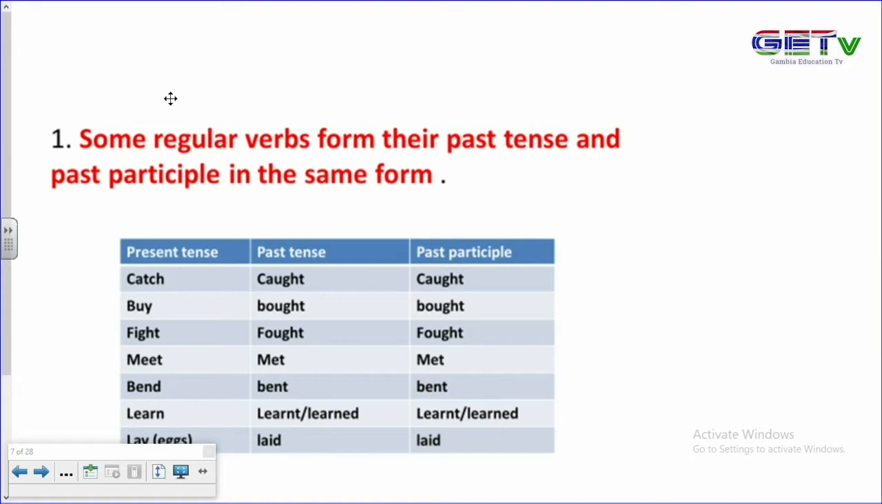Learn. The verb learn may take either -ed, regular, or it can also take the irregular form, -nt. Learned, learnt. I have learned that you've traveled, or I have learnt that you come. Either way is accepted. Whether you put the -ed, regular, or you put -nt, irregular, is also accepted. Lay, L-A-Y, to lay an egg, the past tense is laid, and the past participle also becomes the same.